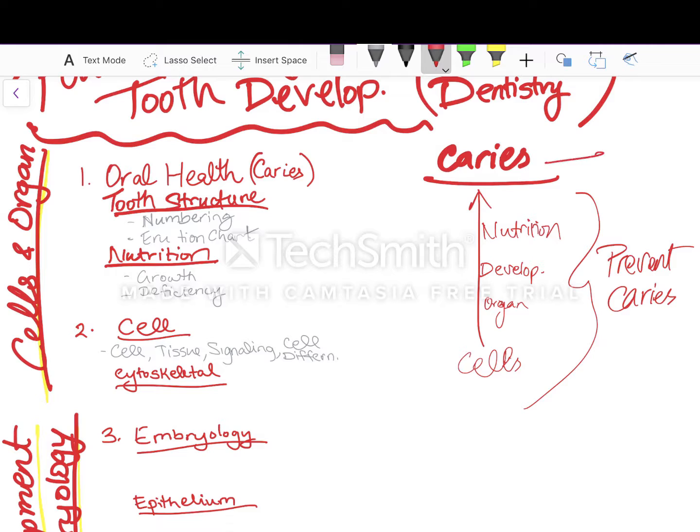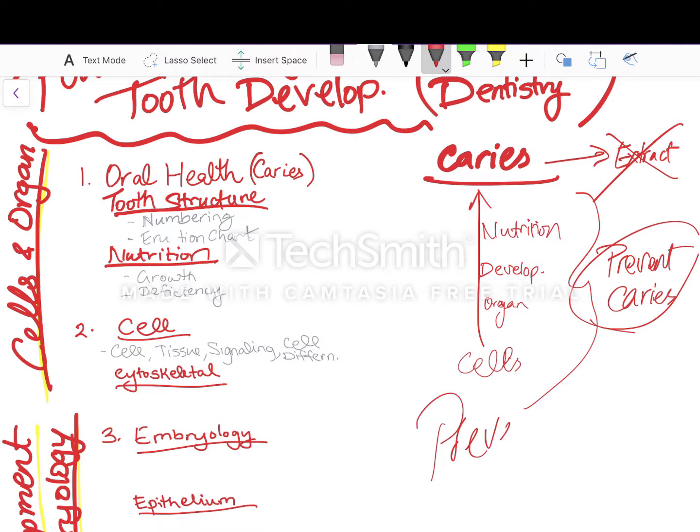Whereas we don't want to do the ancient route of just extracting the caries, right? We don't want that. We are in the prevention of healthcare, not in causing health problems, in essence.